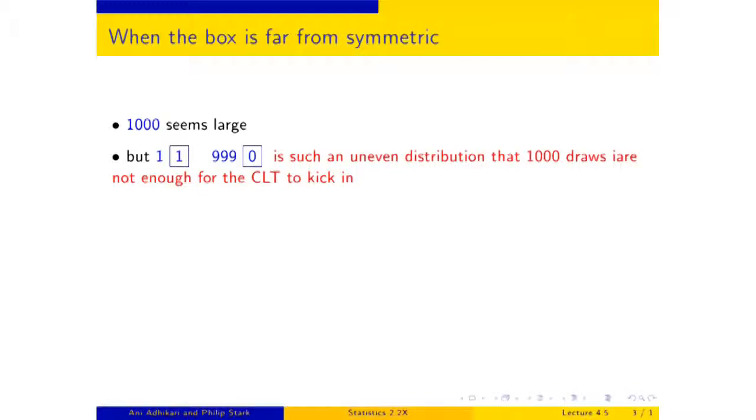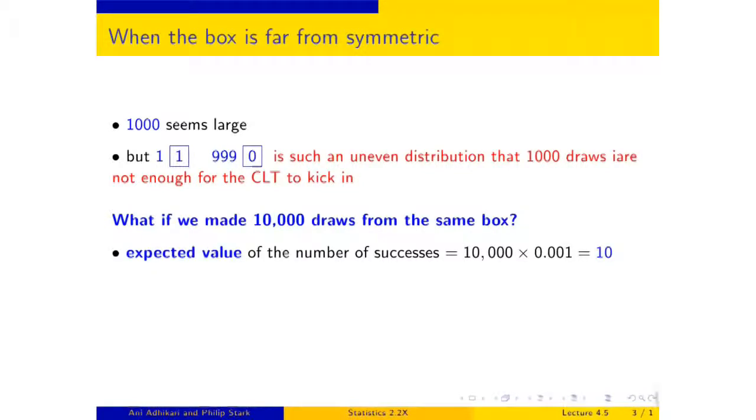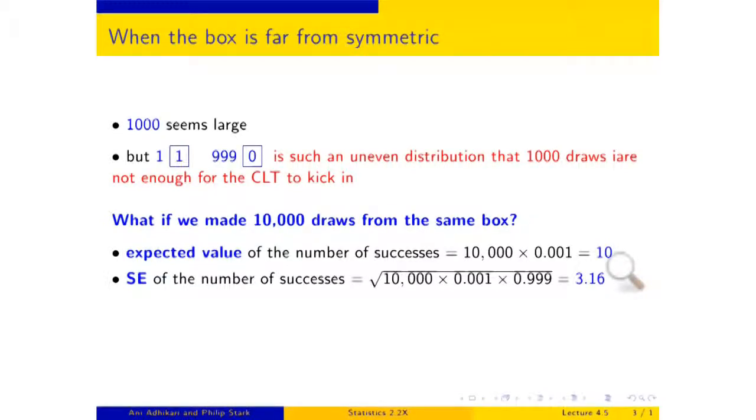Shall we try? Oh, why not? What if we made 10,000 draws from the same box? Then how many successes would we expect to get? Well, it would now be 10,000 times 1 in 1000, and we'd expect 10. No surprise there. And the standard error? 10,000 times chance of 1 times chance of 0, square root, and that's 3. So 10 give or take 3. Suddenly I can go 2 standard errors below average, maybe 3.